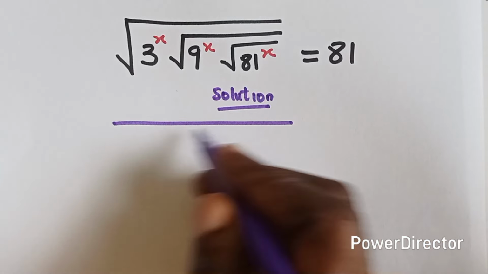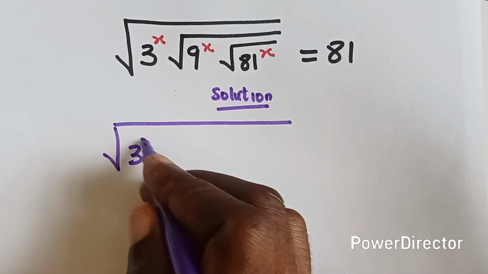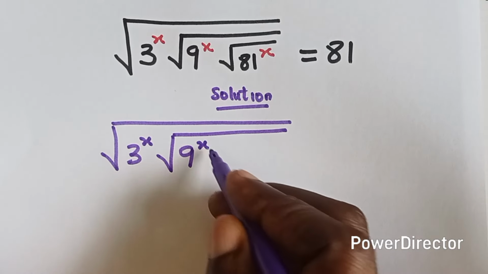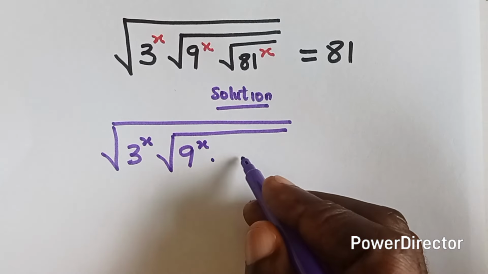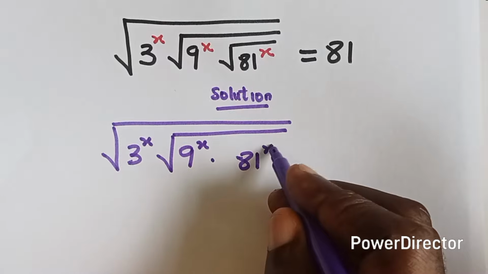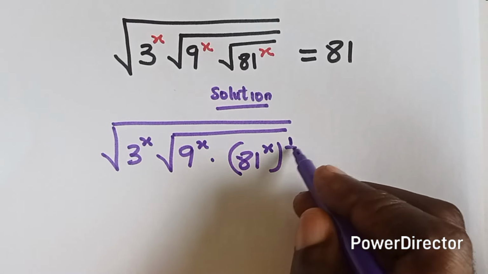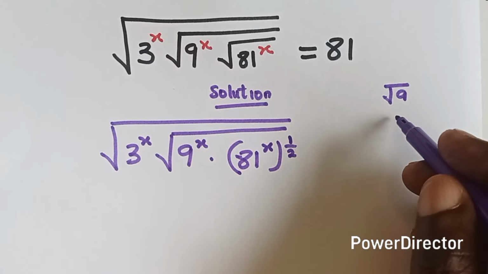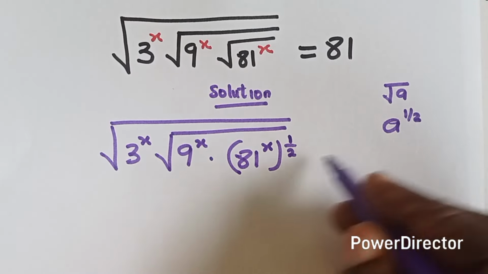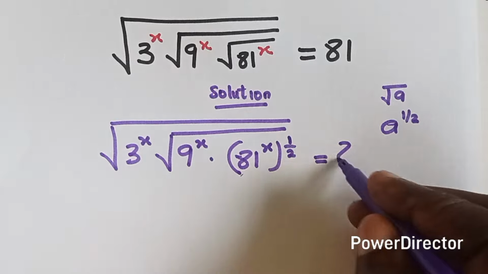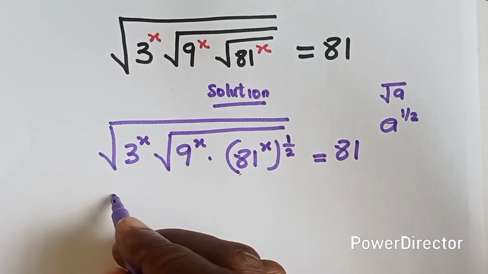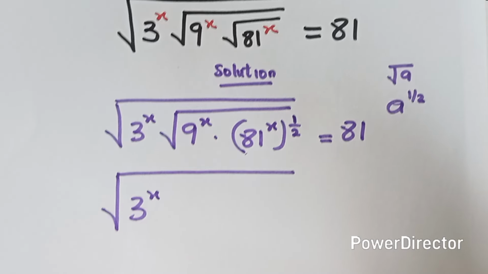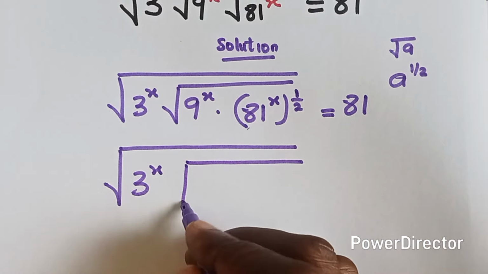We have the square root of 3 raised to x, then we have the square root of 9 raised to x. Now another way to write this is 81 raised to x, multiplied by 1 over 2. Because the square root of a is the same thing as a raised to 1 over 2. That is what I have done there. Everything equals 81.